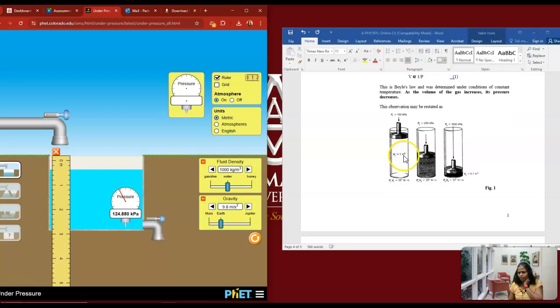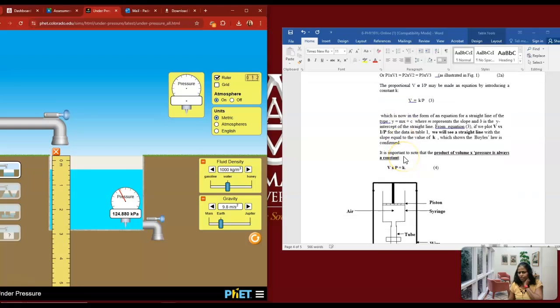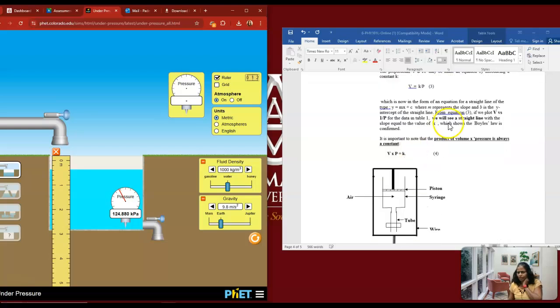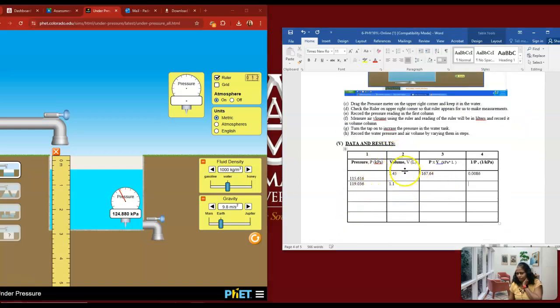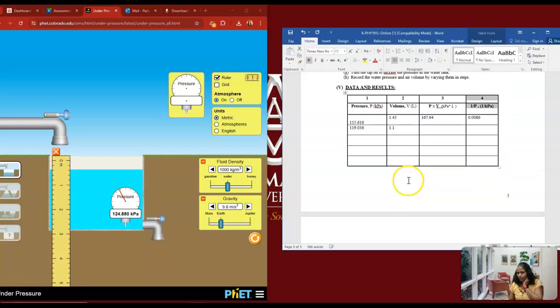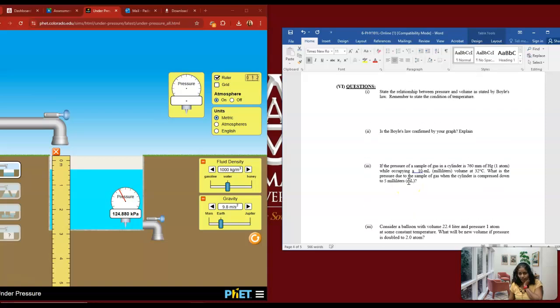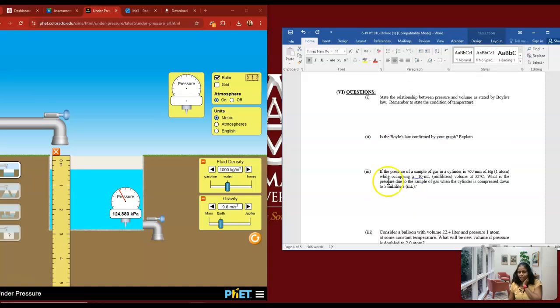Let me check. Okay, so you have a graph sheet which is V versus 1 over P, where the volume is on the x-axis and this 1 over P is on the y-axis. If you just draw a graph and see how it looks like, it should be a straight line because it is linearly increasing.